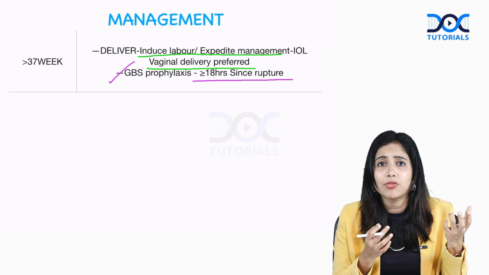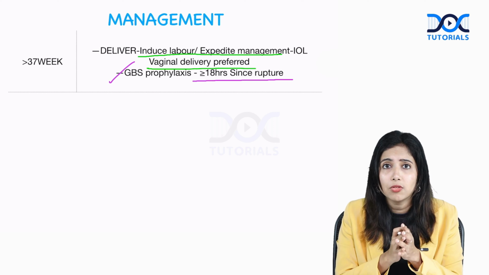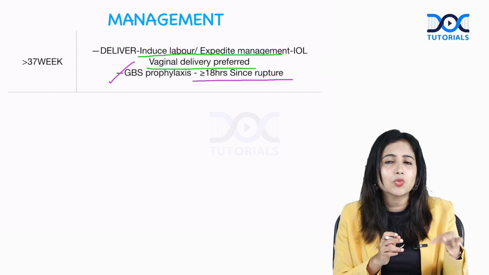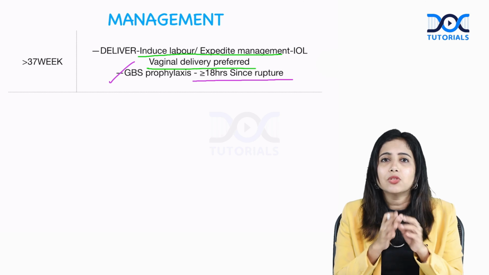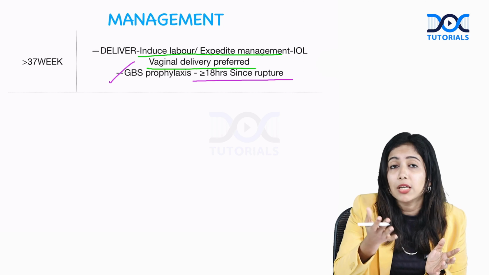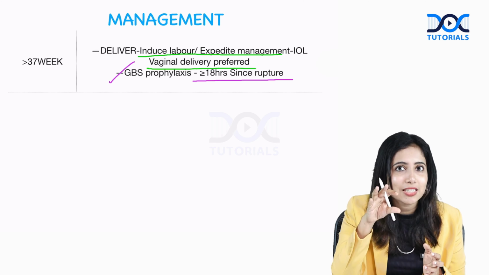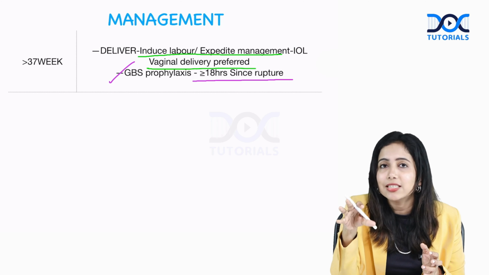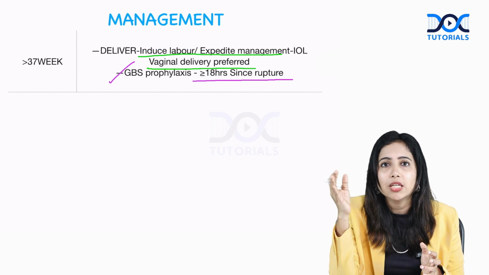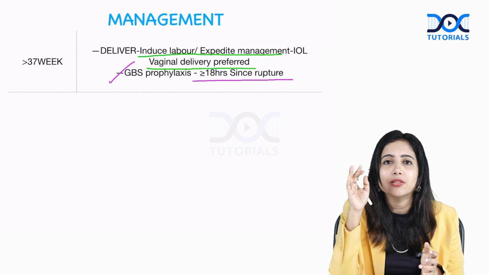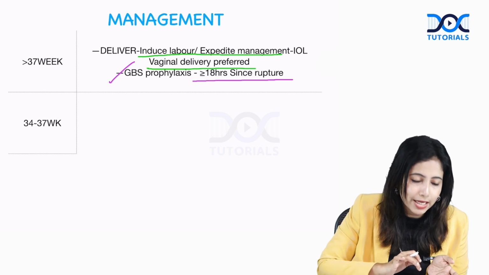Patient comes to you at 37 weeks. What all are you going to give? One option will contain tocolysis, one option will contain something else, so you have to choose. One option will definitely be cesarean section. So understand that the method of delivery is vaginal delivery. Induce the patient, and if she goes beyond 18 hours also, you're going to give GBS prophylaxis.